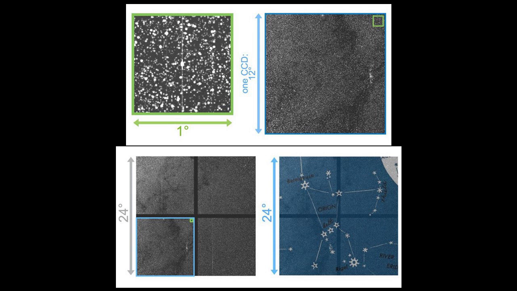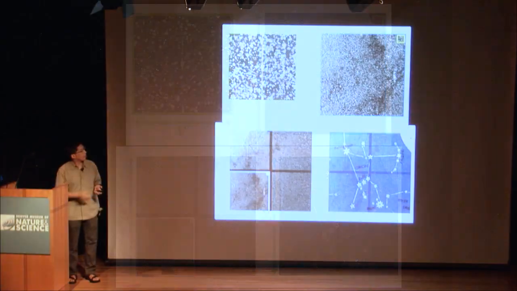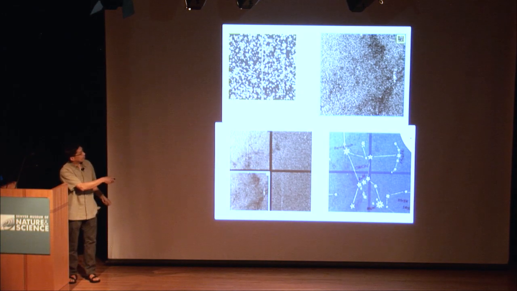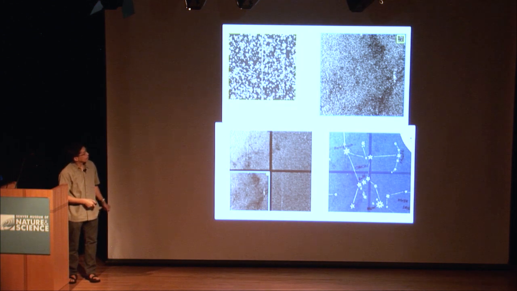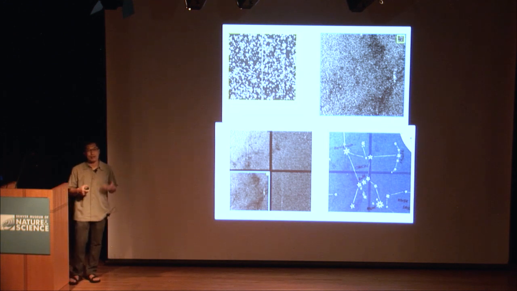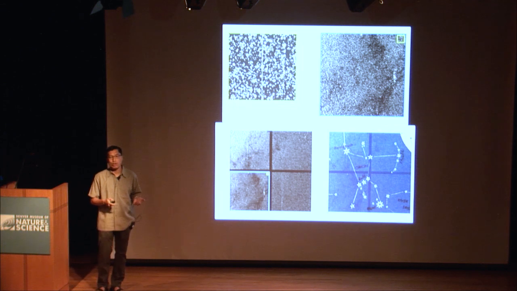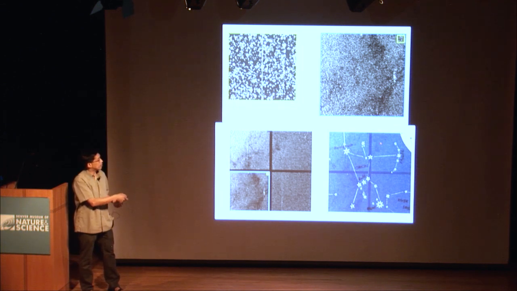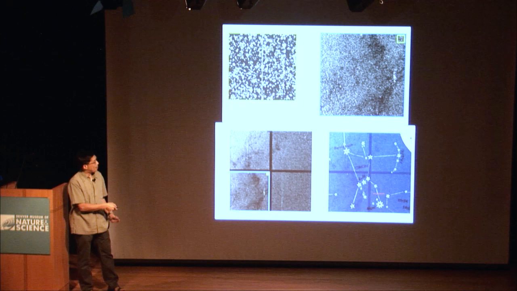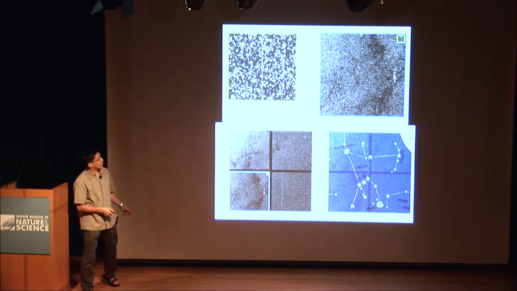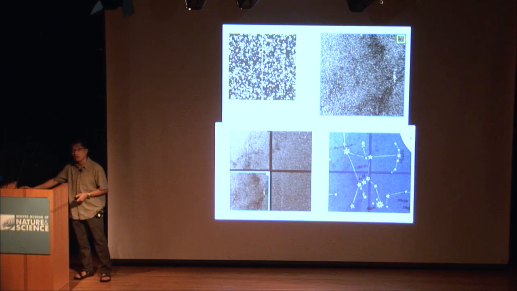So there's actually 4 CCDs, each of which is 12 degrees across. And as we zoom out, you can see that there's actually 4 CCDs together that make up the 24-degree wide detector. And each of these is basically big enough to cover a relatively large constellation. And so here is the constellation of Orion mapped onto the footprint of those detectors.